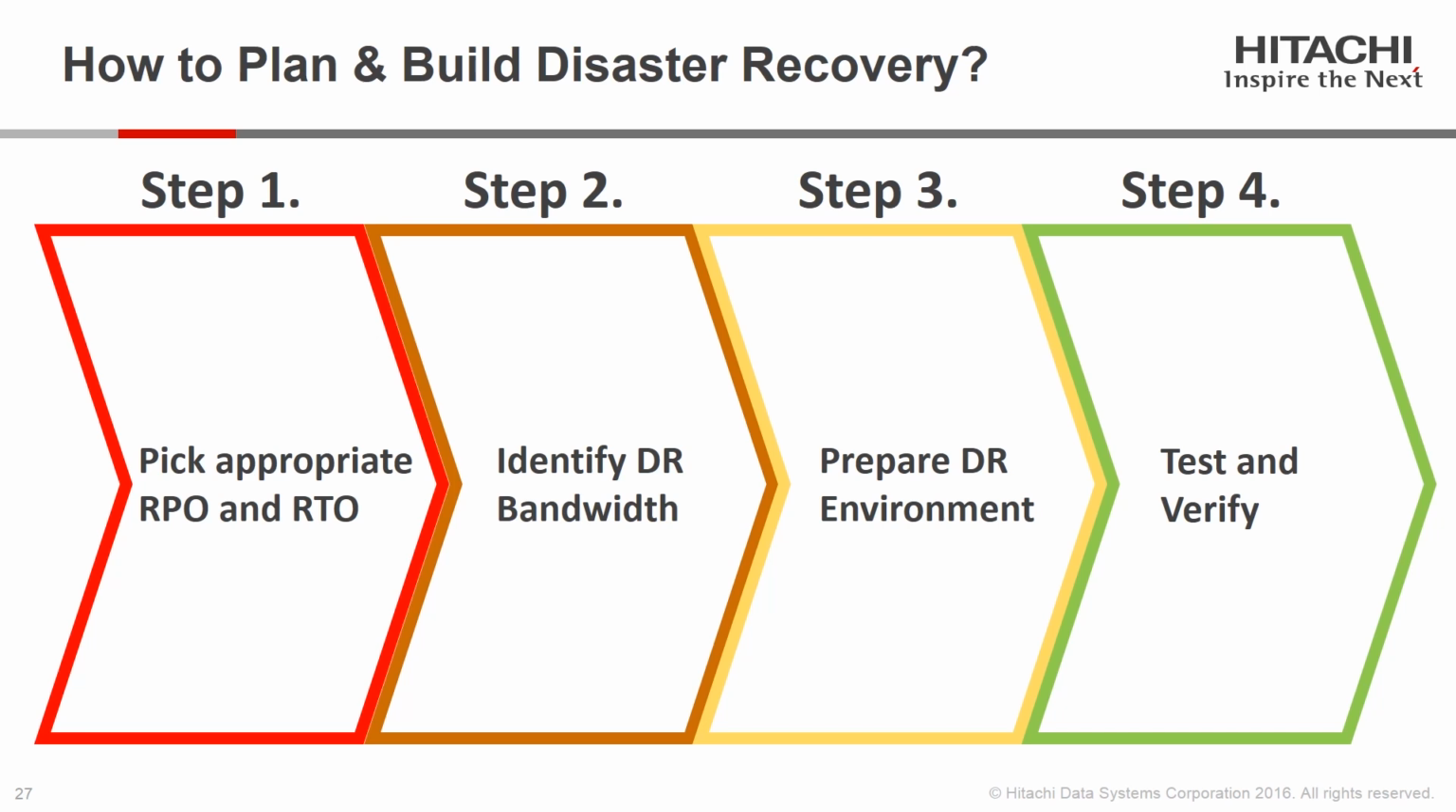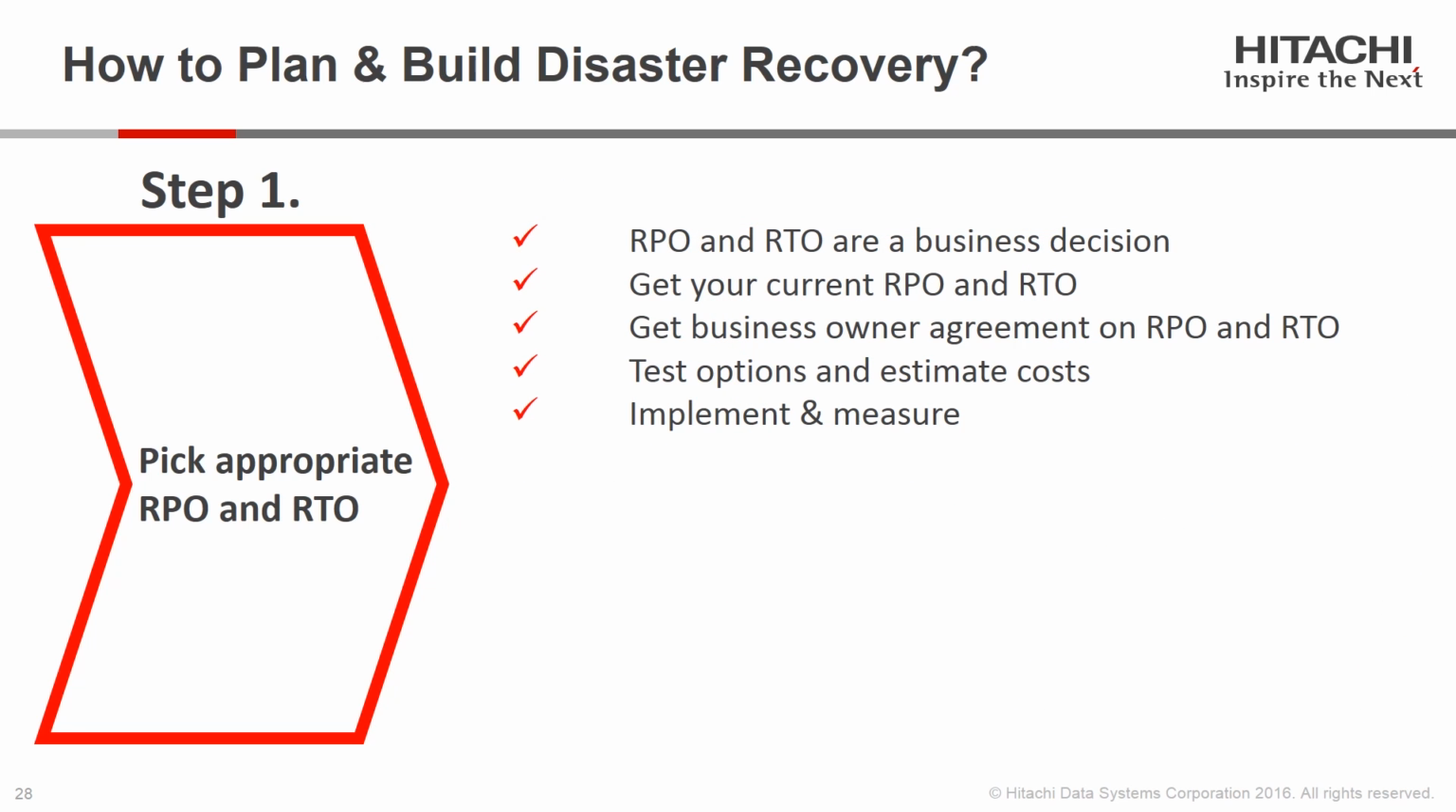Step 2. Identify the network bandwidth requirement to support your DR plan. Step 3. Prepare your DR environment in accordance with your DR plan. Step 4. Test and verify your DR environment to ensure it meets the RPO and RTO requirements for your DR plan. RPO and RTO are business decisions.